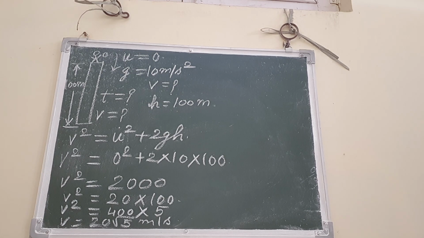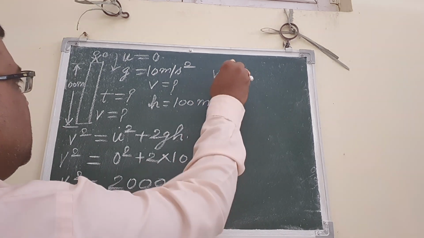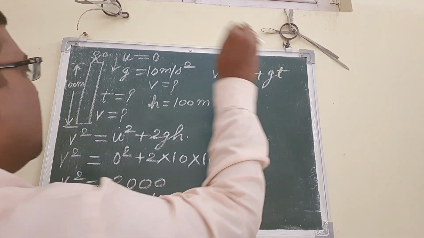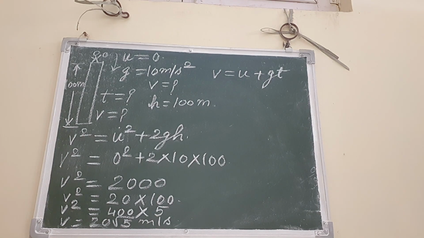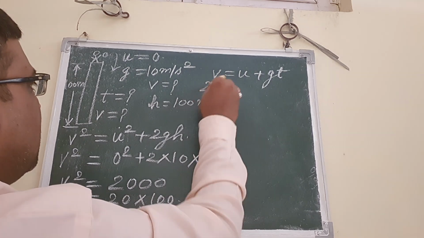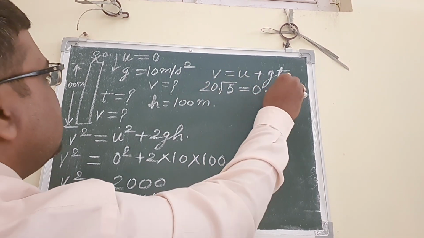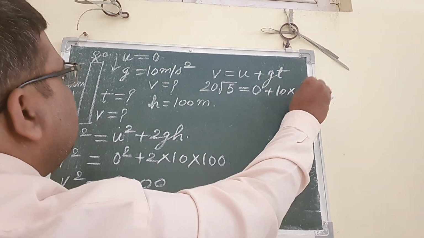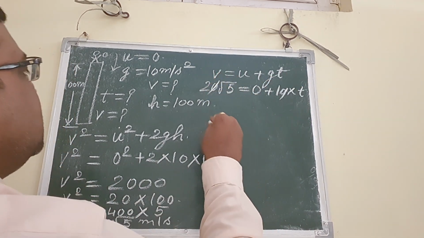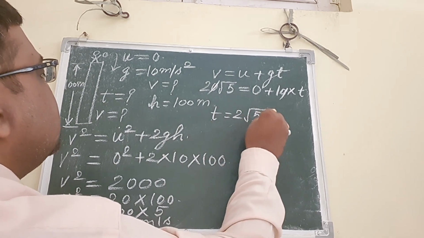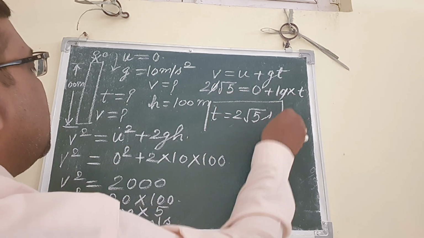So we have also to find the time. So v is equal to u plus gt. This is our first equation of motion. V, that is our velocity, is 20 root 5, u is 0, plus g, that is 10, into time, that is t. 0 gets cancelled, so the time here is 2 root 5 seconds. So this is our answer.